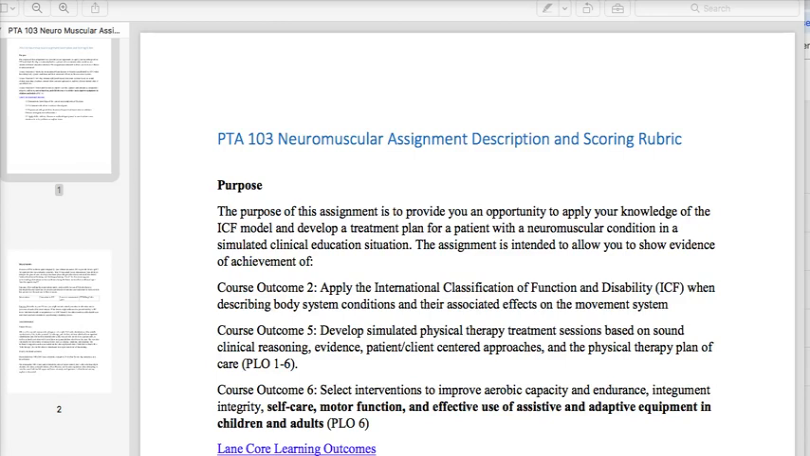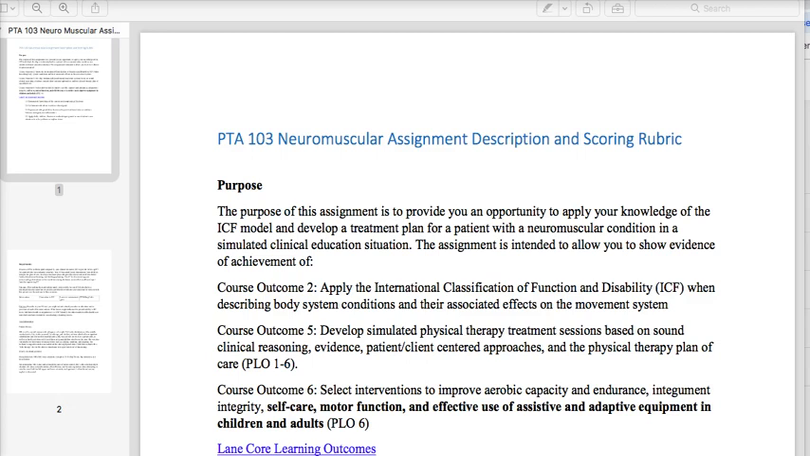Hello, everyone. This is the opportunity to look at the neuromuscular assignment description and scoring rubric. This is a signature assignment, meaning that the expectation is that you all will really look at this case involving MK and take the information that you've learned about neuromuscular conditions, both in lab and in lecture, but especially in lecture, and apply it to a specific case.